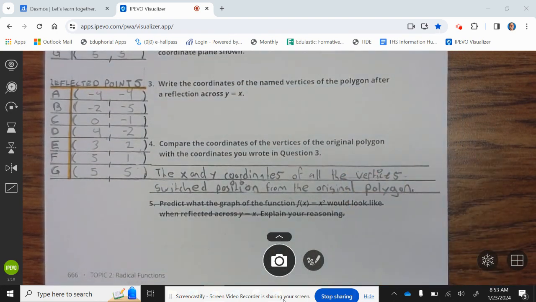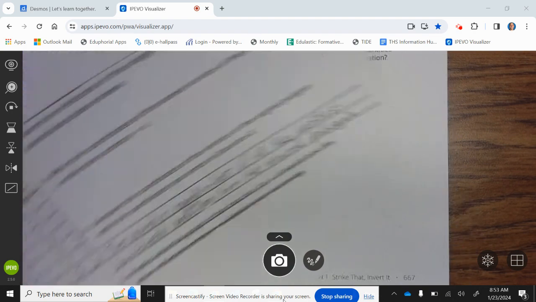4. Compare the coordinates of the vertices of the original polygon with the coordinates you wrote in question 3. The x and y coordinates of all the vertices switch positions from the original polygon. Right, let's take a look at the next page.